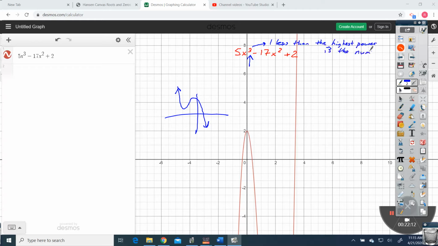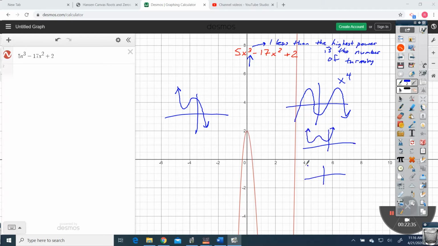So if we have it to the 4th, it could turn 3 times. So I could have 1 turn, 2 turns, 3 turns, 4 turns. So that's next to the 4th. Or it could look like this. It could be something like this, where it never crosses at all. Or it could be like this, where it crosses there and there, and it doesn't cross in the middle.